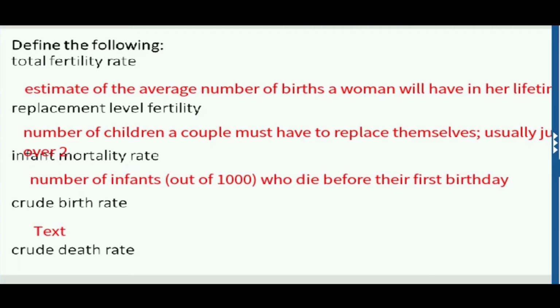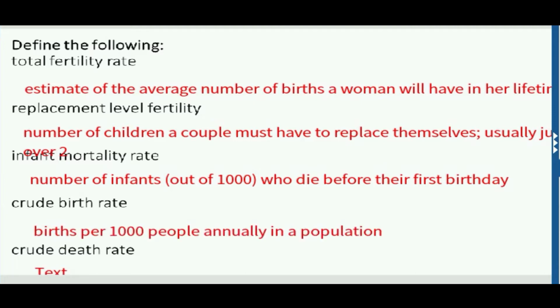The crude birth rate is births per 1,000 people annually in a population. The crude death rate is deaths per 1,000 people. Why is this one so tiny? Let me write this again. Deaths per 1,000 people.